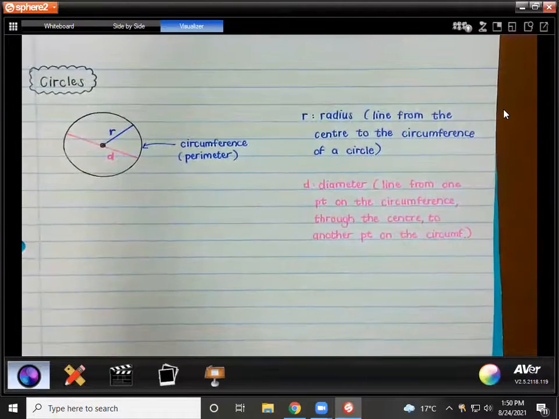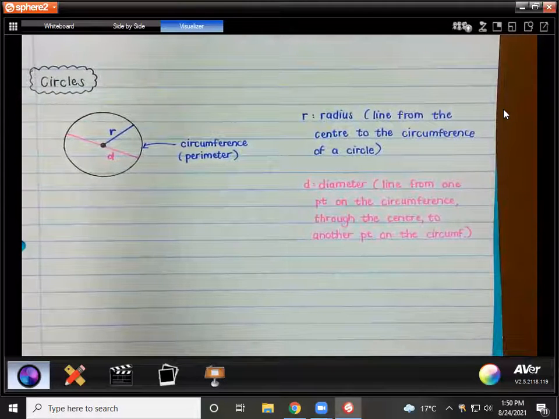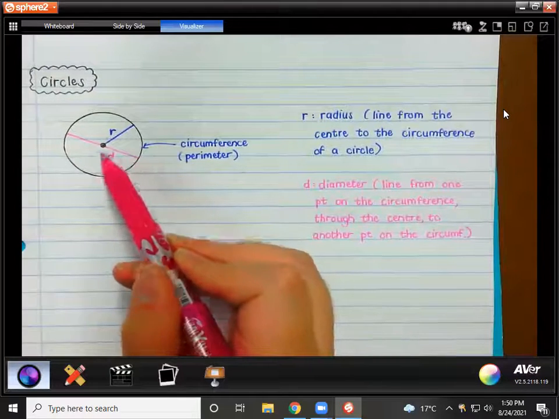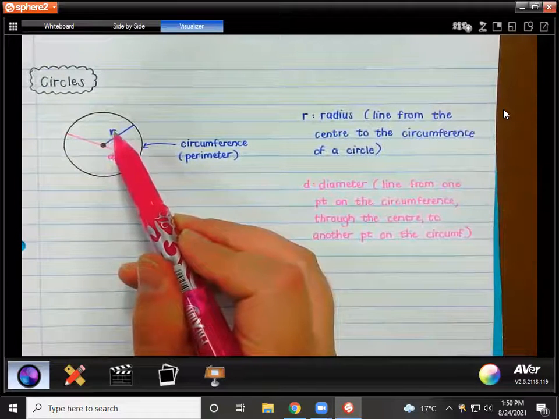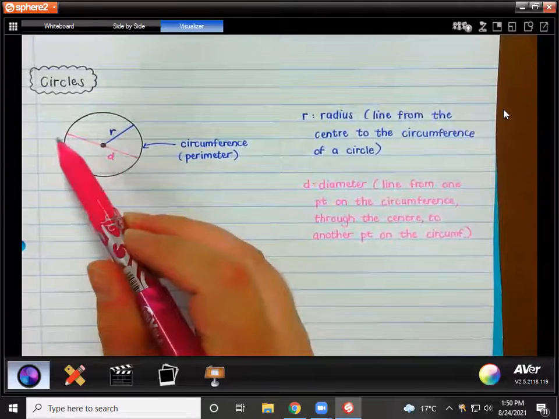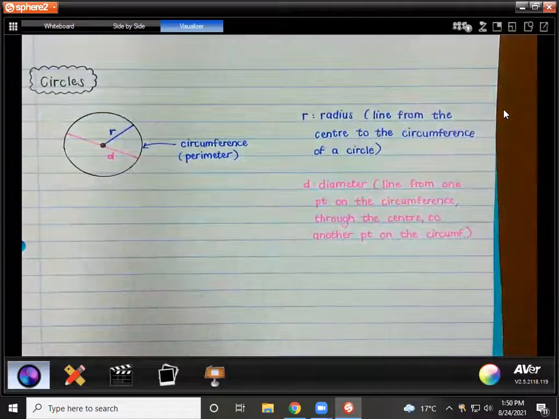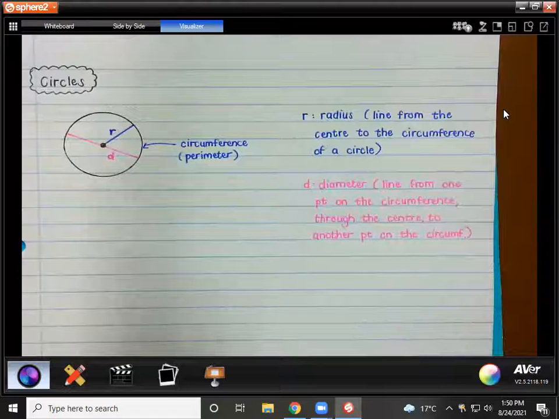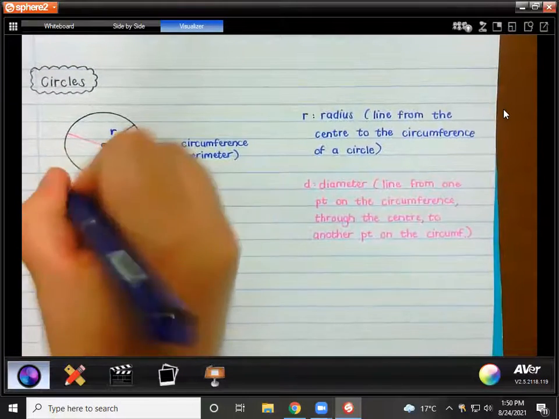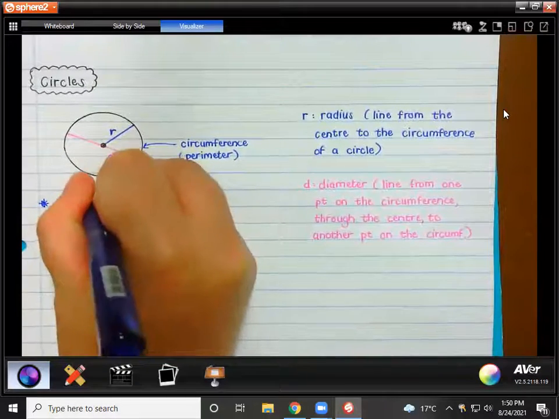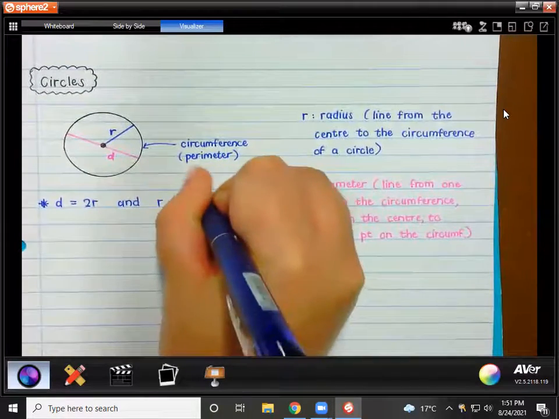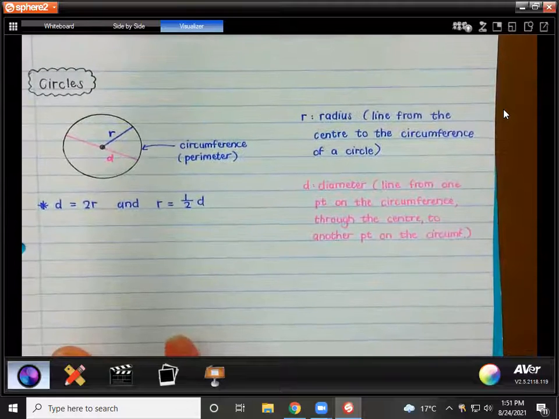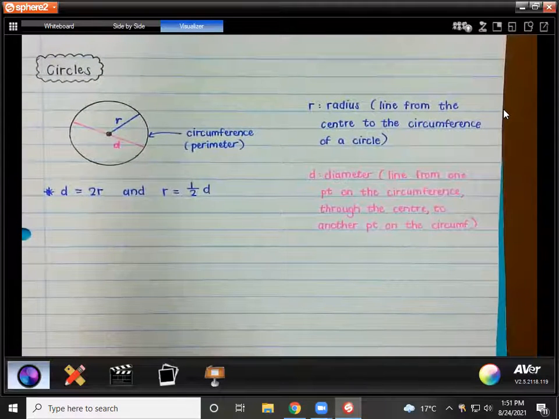So the diameter is actually made up of two radii that have been joined. The diameter is always 2 times the radius. The actual length of the diameter is always 2 times the radius, or you can say the radius is always half the length of the diameter. You have a question? Okay. Just going to write that quickly here underneath. So the diameter is always 2 times the radius, and the radius is always half the diameter. That will always be true.